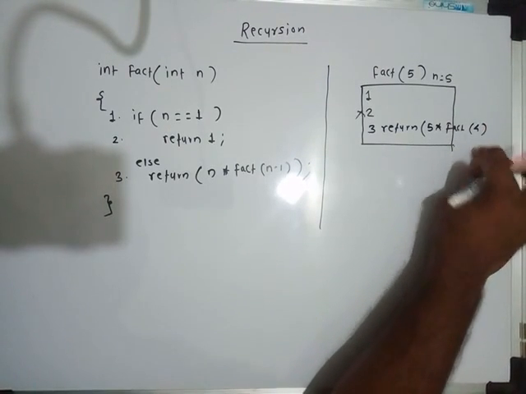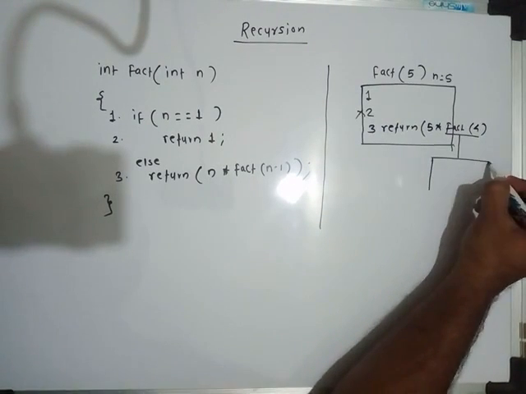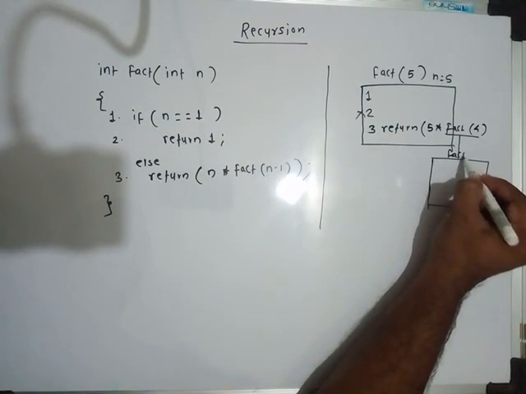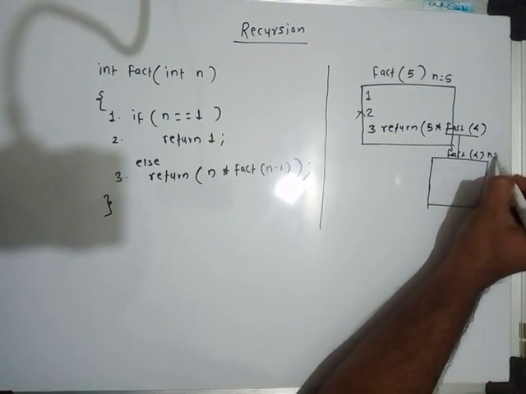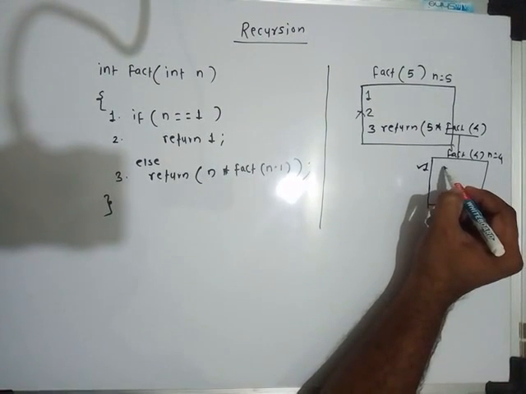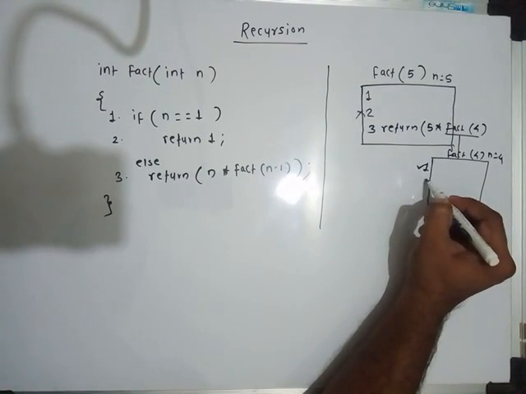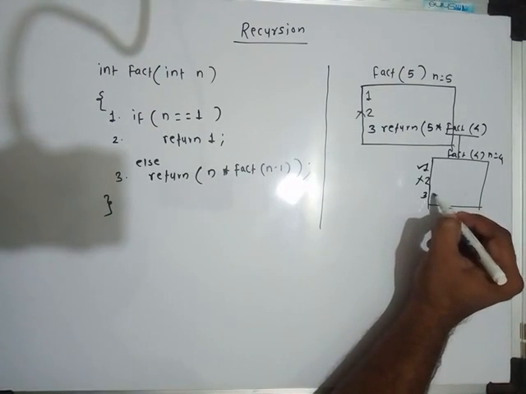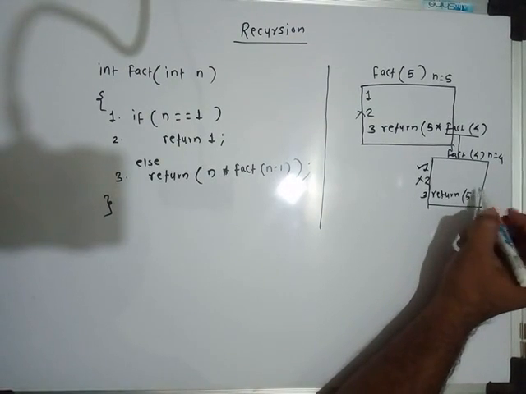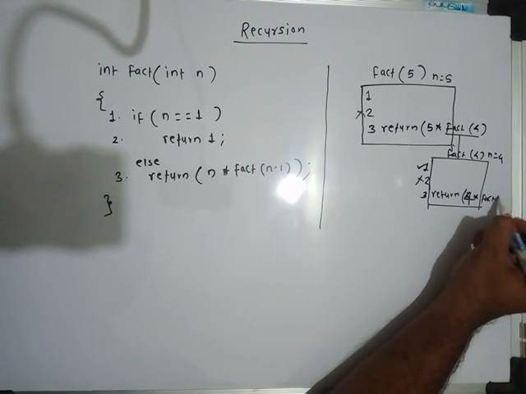Before closing this bracket, we have to complete this call. So I go to execute fact of 4. That means I execute the same function factorial, but this time with n equal to 4. I execute statement number 1, but find the condition is false because n is not equal to 1, n is equal to 4. So I don't execute statement number 2, I directly go to statement number 3. Statement number 3 is itself a call to the fact function. So n is equal to 4 here, so 4 into fact of 3.